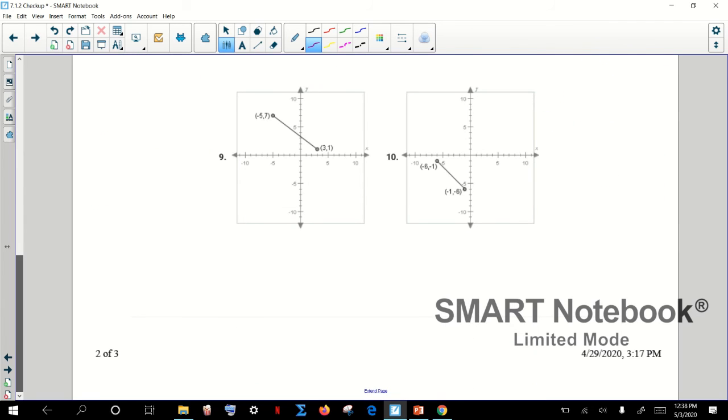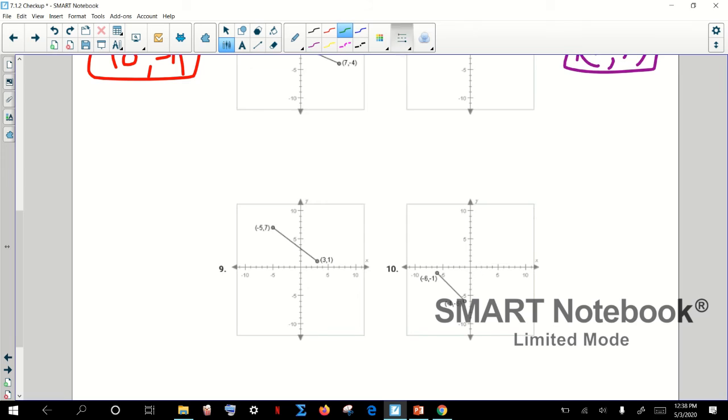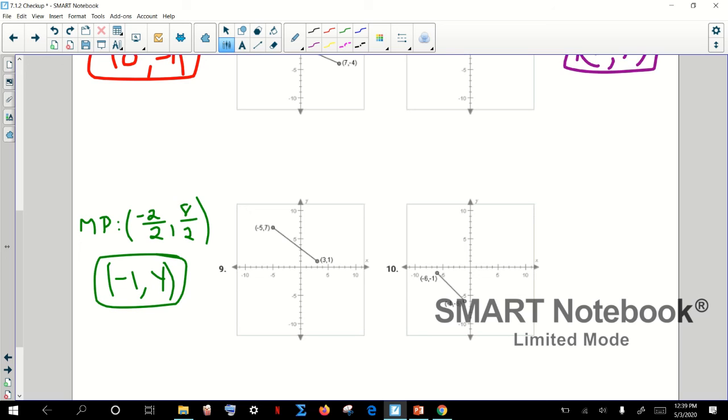Alright, last 2 examples and then we'll be done and hopefully you'll be ready for your quiz. Taking the average of the x and the y value. Negative 5 plus 3 is negative 2. 7 plus 1 is 8, divided by 2. Alright, so then our midpoint is going to be (-1, 4). Perfect. Alright, last one.